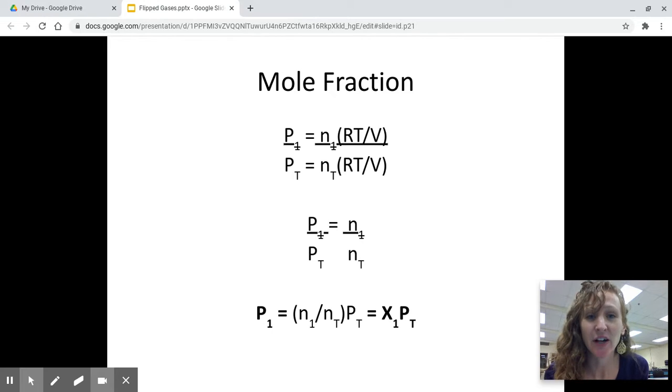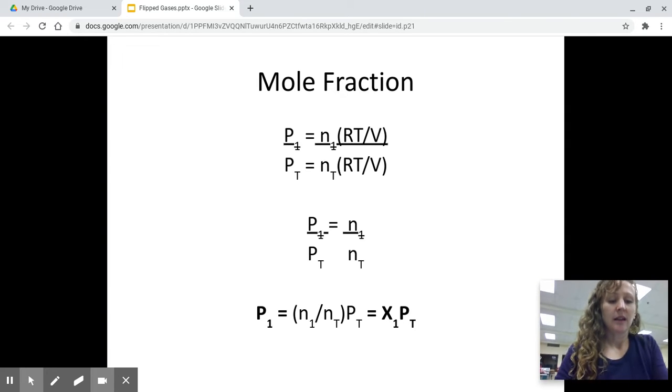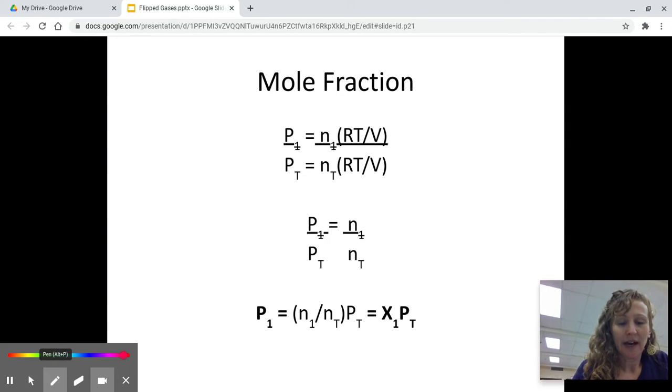So we're going to talk through the next couple concepts. And the first one we're going to talk about is mole fraction. So you already know what a mole fraction is. Let's just review that quickly.